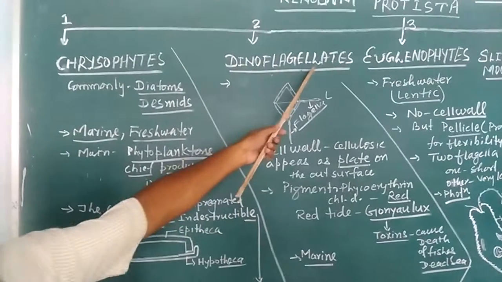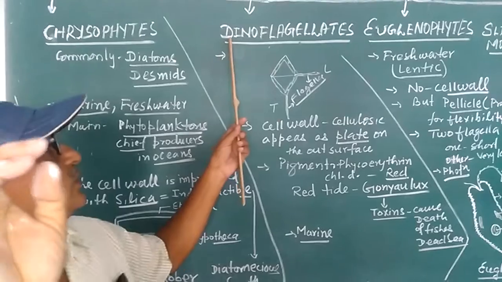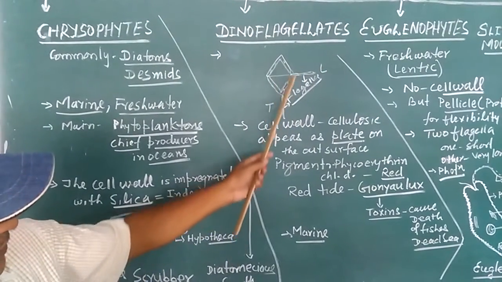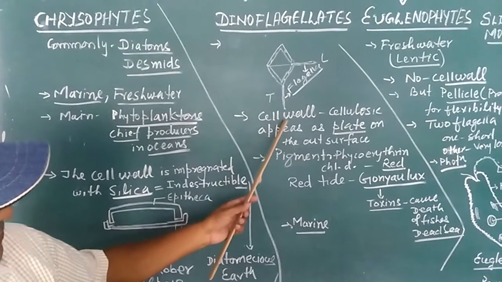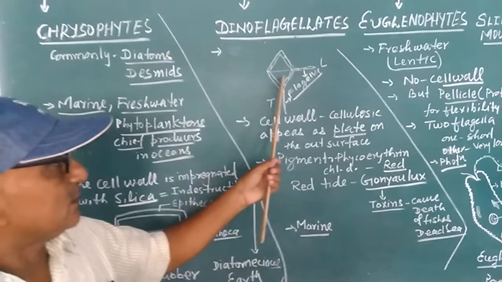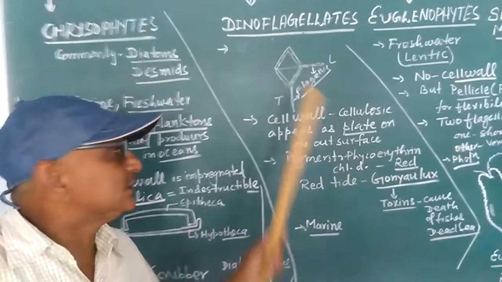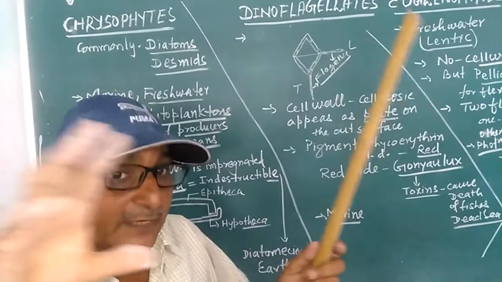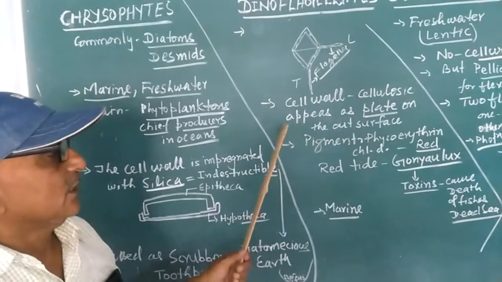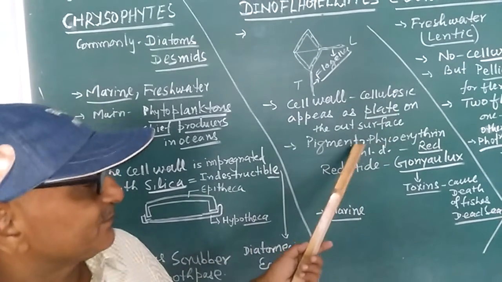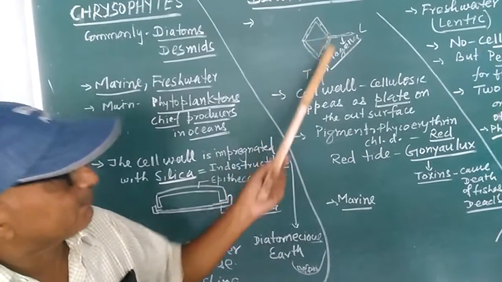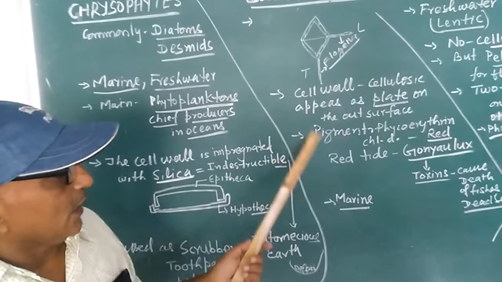Next is Dinoflagellates. Di means 2, of flagellates. There are 2 flagella, one longitudinal and another transverse, as you observe in the picture. There is a very distinctive design in these members. The cell wall is made of cellulose and appears as plates on the outer surface.